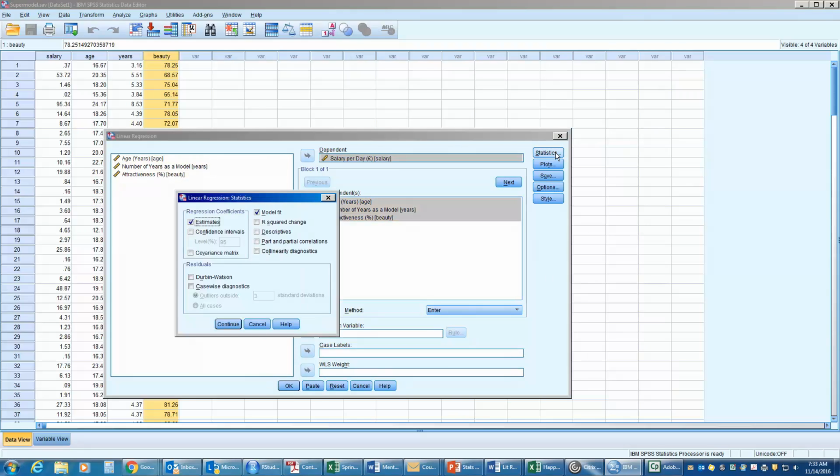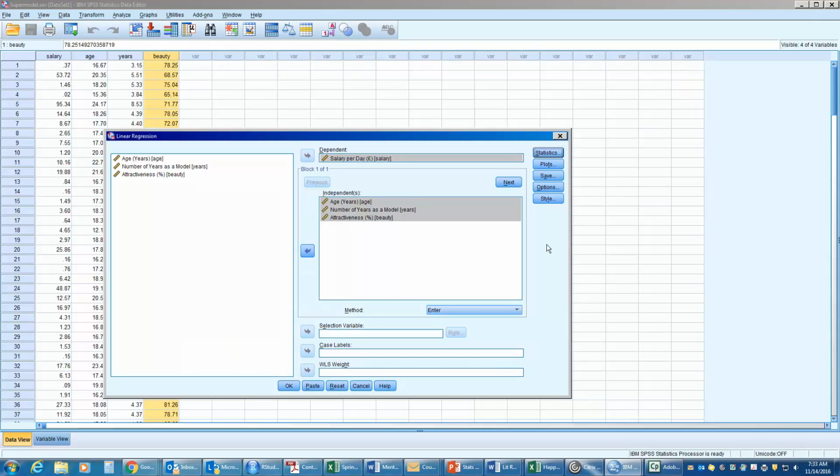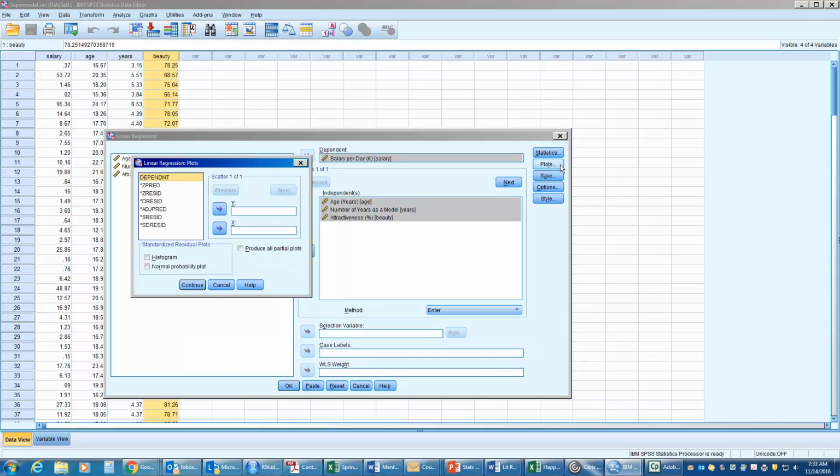If I click on statistics, I can ask for collinearity diagnostics. We can also ask for a Durbin-Watson, which will help us determine whether the errors are not correlated. This is also referred to as autocorrelation. Click on continue, and if you wish to, you can ask for some plots. Usually the typical plot that we look for in regression is the Z, or standardized predicted by the standardized residual.